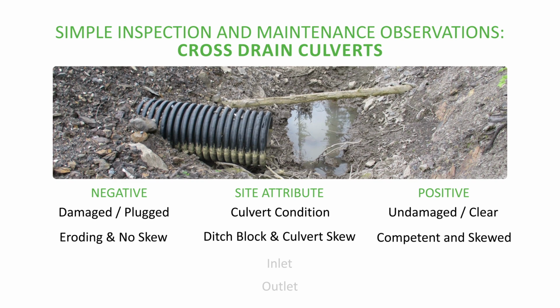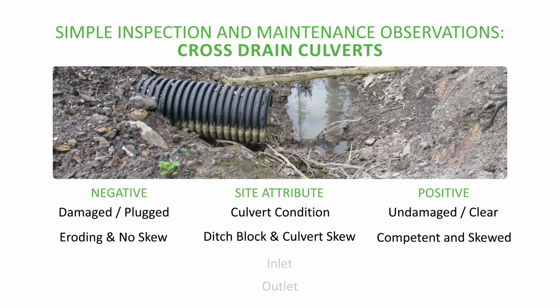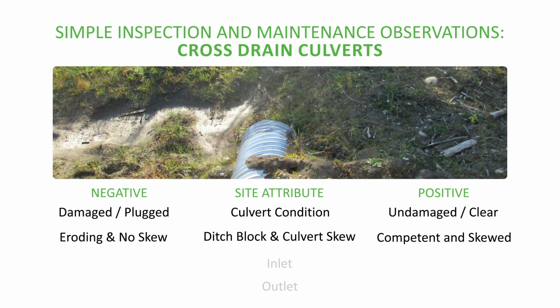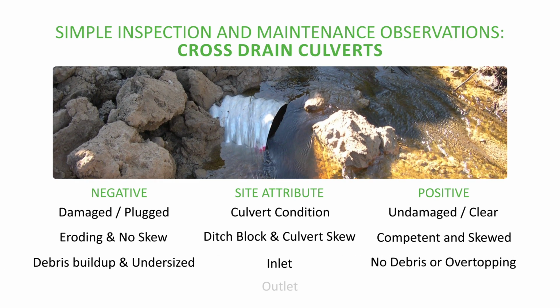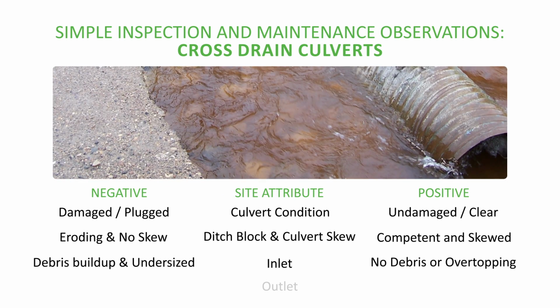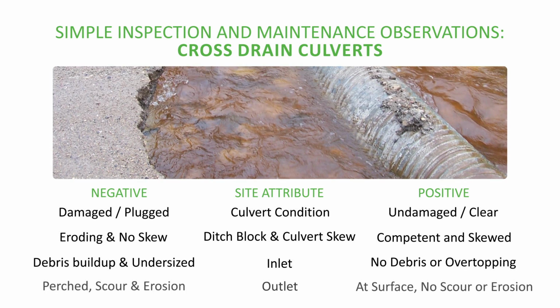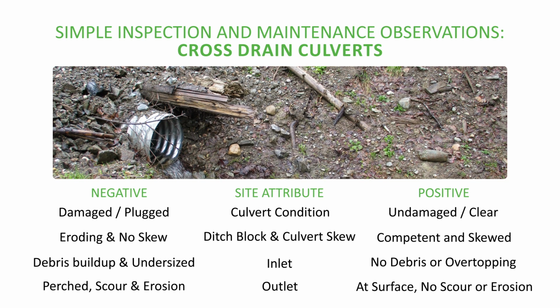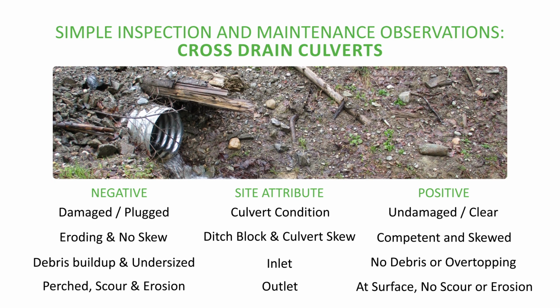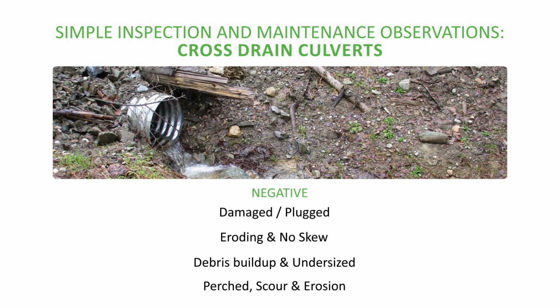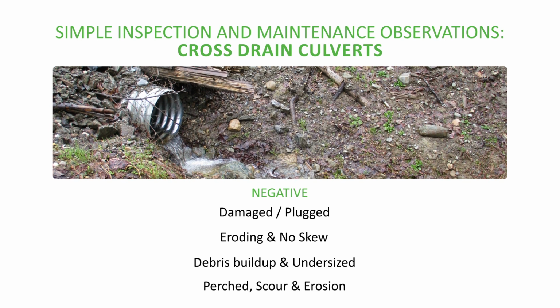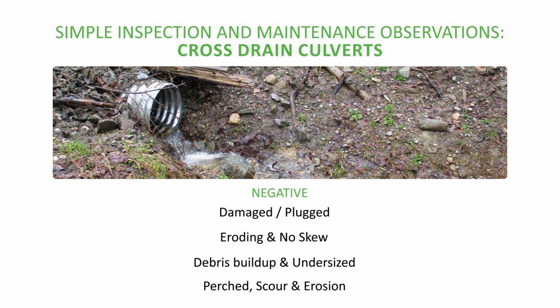The ditch block should be intact and functioning, and the culvert should have been installed at a skew through the road. Note any debris buildup at the inlet or signs that the culvert may be undersized. When checking the outlet side of the culvert, it should not be perched or have obvious scour or erosion. Where any negative observations were made, these should be noted for continuous inspections or for corrective action.